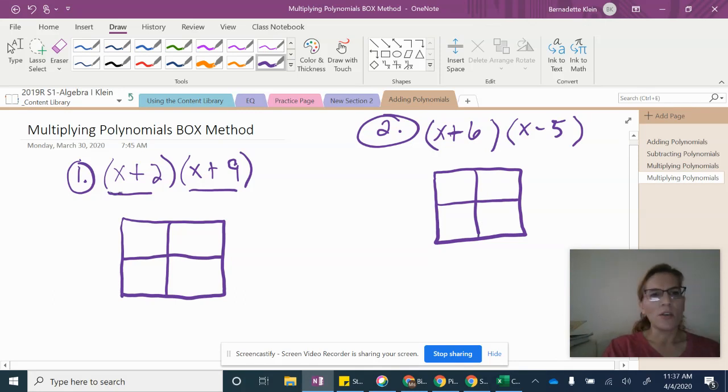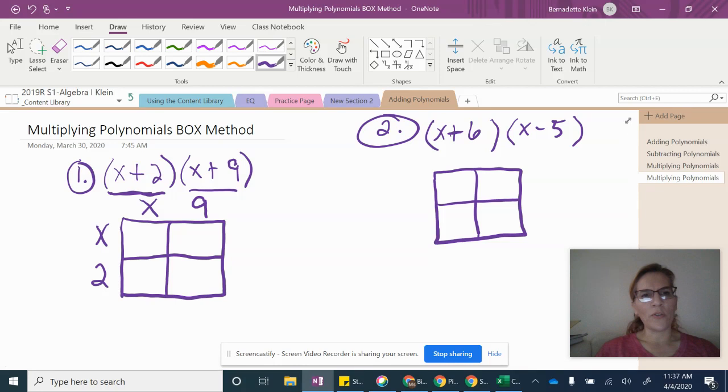So x plus 2, it's all positive, so you're going to put an x and a 2. And the second one's going to go across the top. You have an x and a 9. None of it is negative. All the numbers and x's are positive. So that one's pretty simple when you set it up.